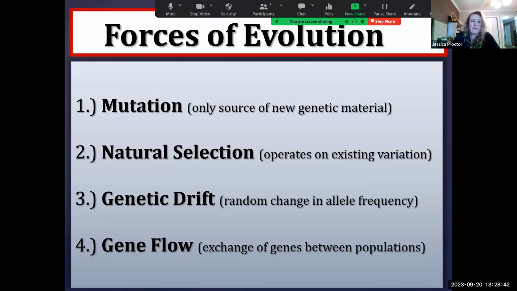So you saw this slide first in chapter 2 when I introduced just the history of the theory of evolution. But in this chapter, we're actually going to look at each force in more detail. So this slide just introduces it to you, and then we'll talk about each one in more detail. So the first force of evolution is mutation.